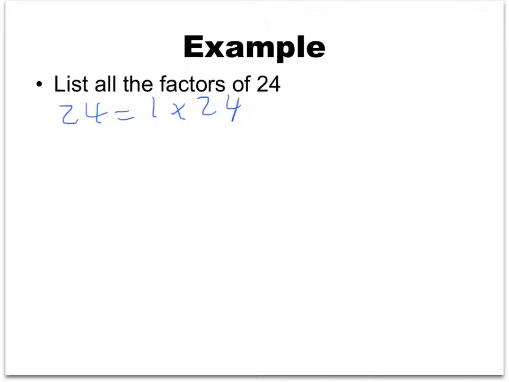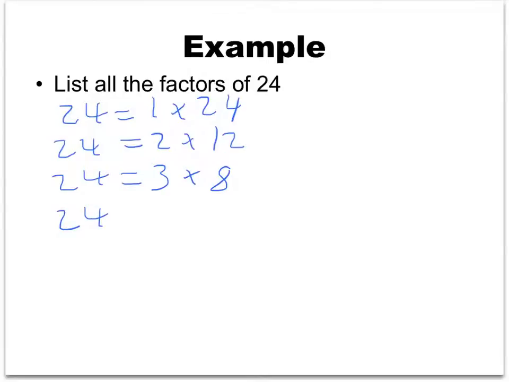Let's take another equation. 24 equals 2 times 12. So here we have that whole number 2 times a whole number 12 equals 24. So that means that both 2 and 12 are factors of 24. Well, let's kind of keep doing this. 24 equals 3 times what number? Well, 3 times 8. So there we have 3 and 8 are factors.